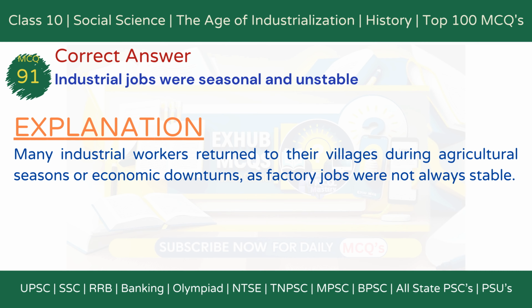The correct answer is option B. Industrial jobs were seasonal and unstable. Explanation. Many industrial workers returned to their villages during agricultural seasons or economic downturns, as factory jobs were not always stable.